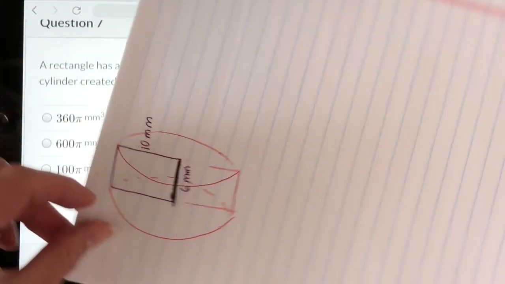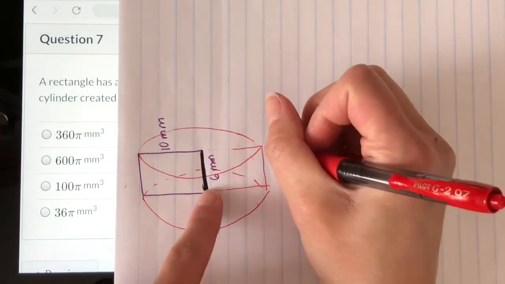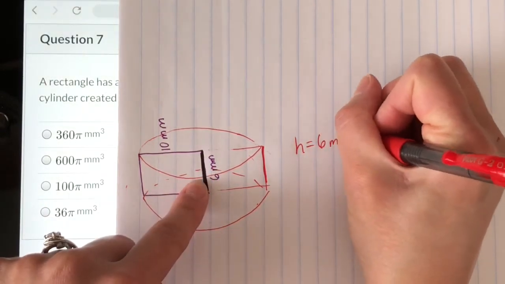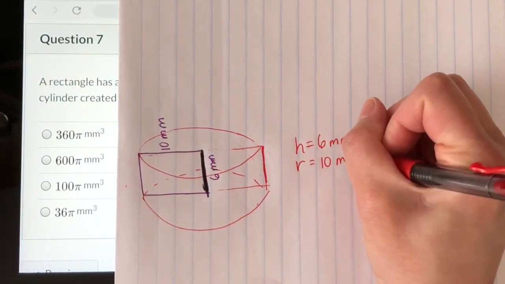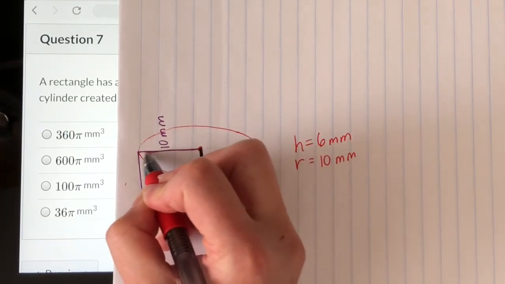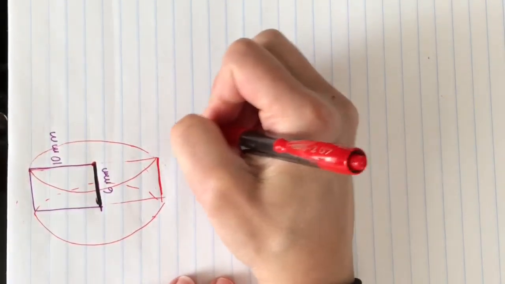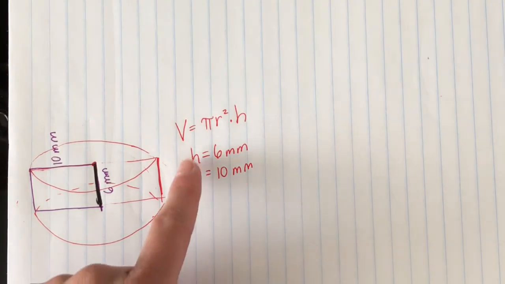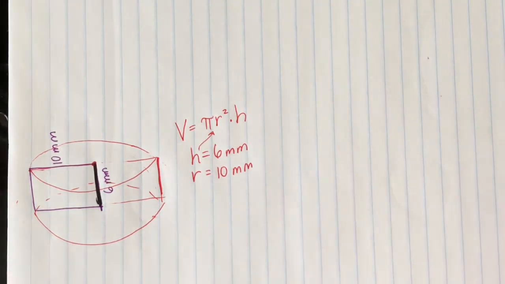Now, when I look at this cylinder, I'm probably going to look at it this way because that's how I visualize cylinders. I know that the height of this cylinder is going to be 6 millimeters. I know that the radius of this cylinder is going to be 10 millimeters because that's the distance from the center to the edge. Now the question is asking, find the volume of the cylinder. So I have to look back at my cylinder volume formula, which is pi r squared times height. I simply plug in my h and my r, and then I solve it.